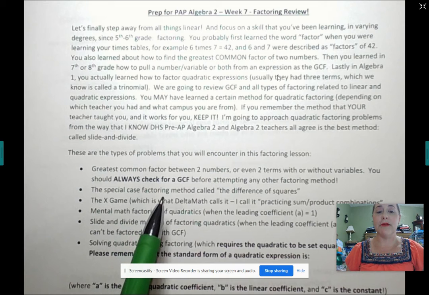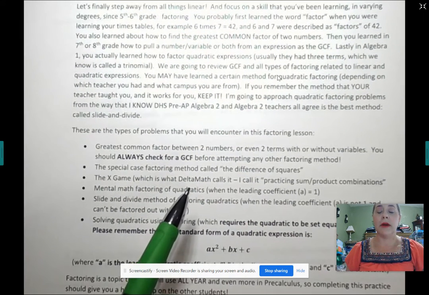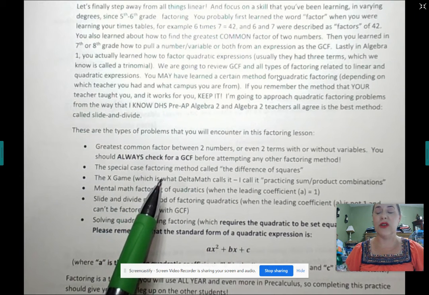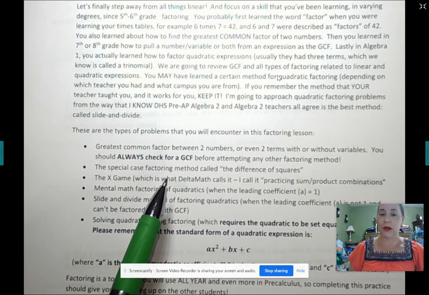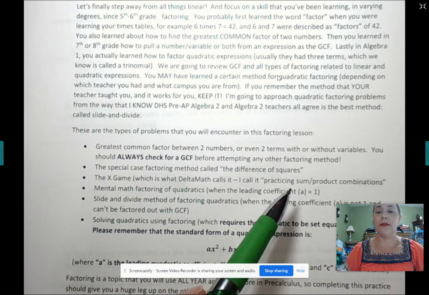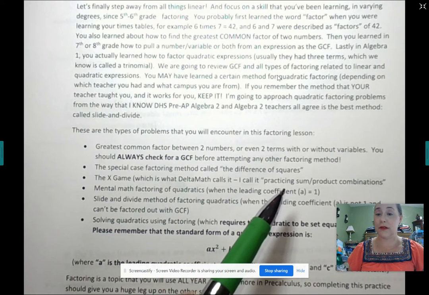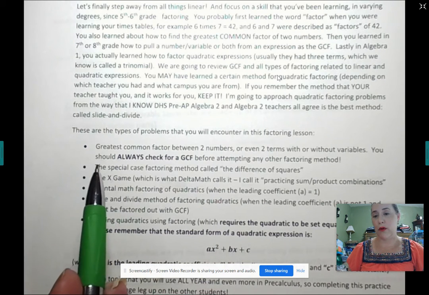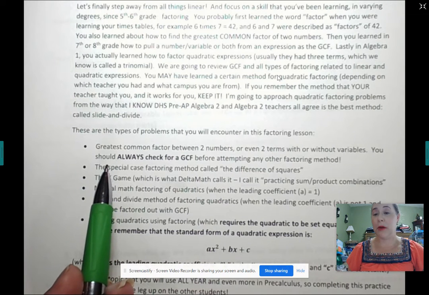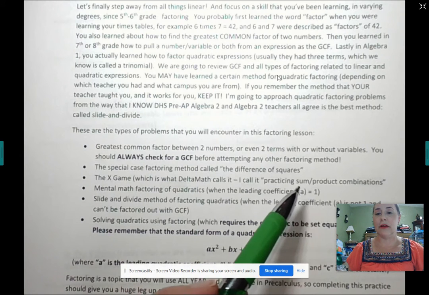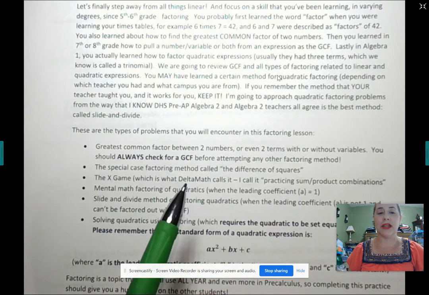We have a special case type of factoring for our quadratics called a difference of squares. We'll talk about that. Then we start to factor trinomials, which are our 3-term polynomials, and they're usually quadratic. The first piece is quadratic, the second piece is linear, and the last piece is a constant. We're going to be looking for sums and products of the numbers involved in that particular quadratic. Delta Math uses something called the X game. That is not a formal name; if you type X game into Google, you're not going to find this, because that's just what Delta Math named it. But it's basically looking for sum and product combinations.